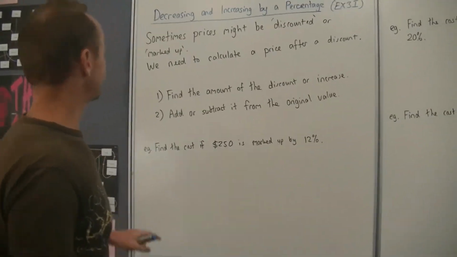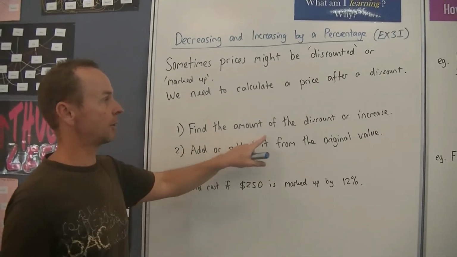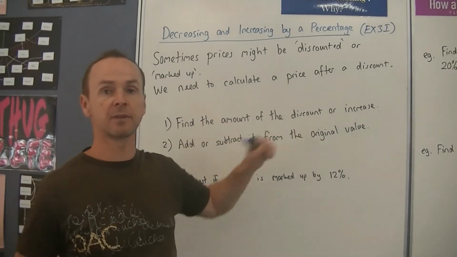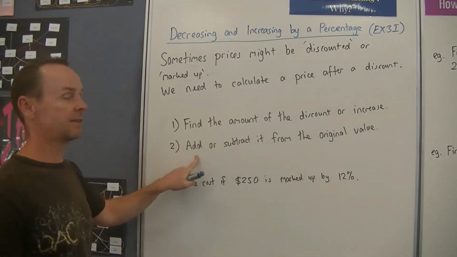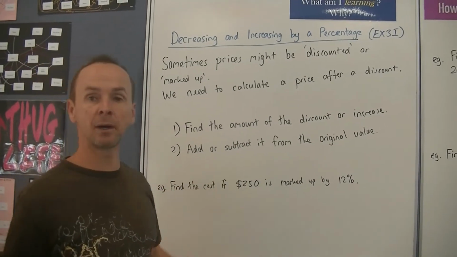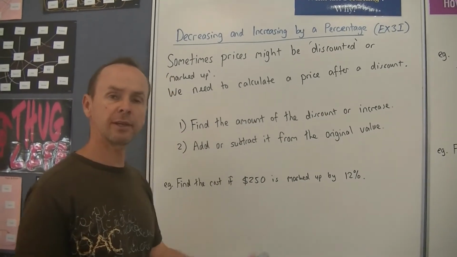All right, so there's two steps. Find the amount of the discount or the increase. So we know how to do that, finding percentages of an amount. And the second bit is simply add or subtract that amount from the original value. So let's do some examples.